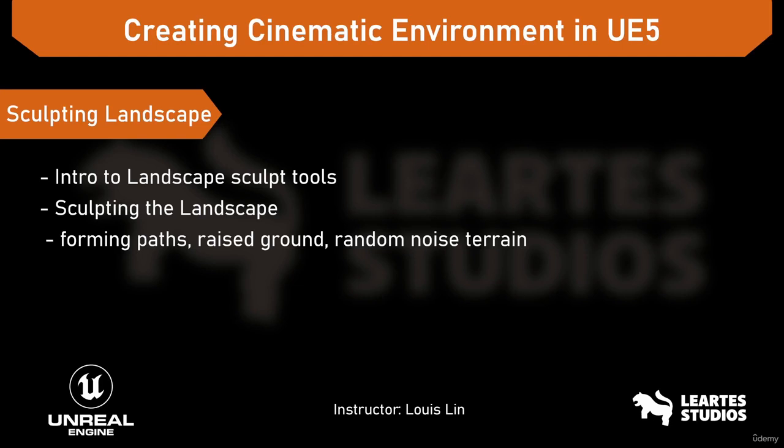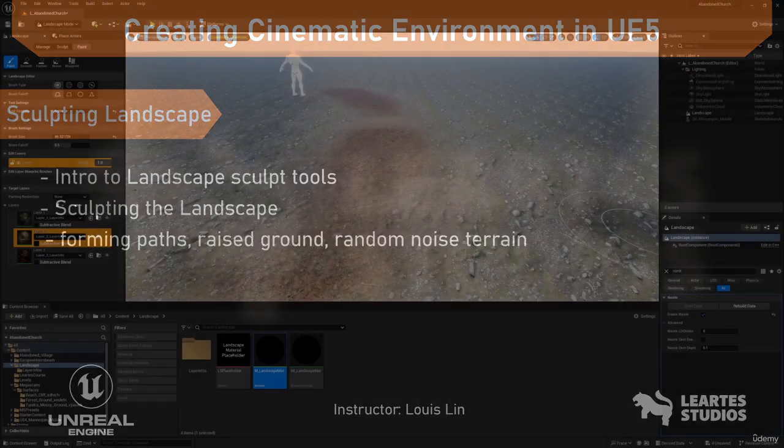Welcome back everybody to the next part. In this one we'll talk about sculpting the landscape. So I'll introduce you to some of the landscape sculpting tools, and we're gonna sculpt our landscape. We're gonna form some paths, some raised grounds, and some random noise terrain all over the place. And we're also gonna do some detailing of the painting after this. So let's get into Unreal Engine.